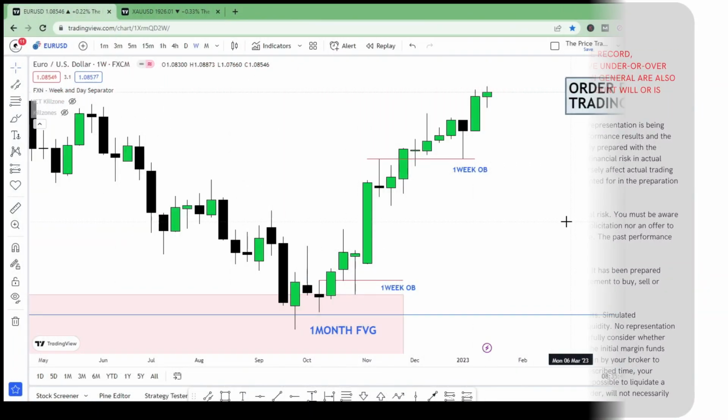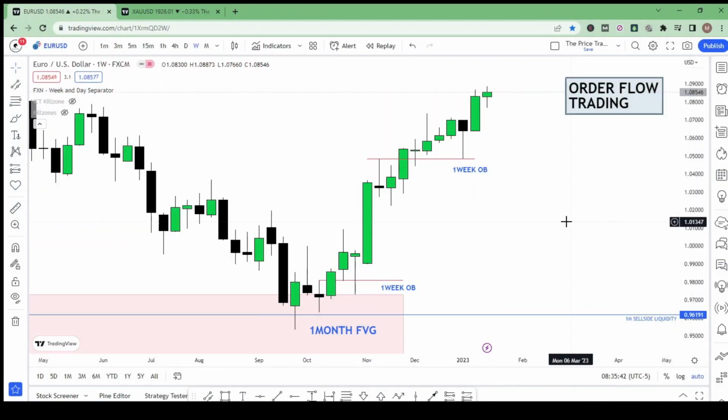Today we are going to be looking at order flow trading. So we're going to be discussing what order flow is and how we can use it in our trading.